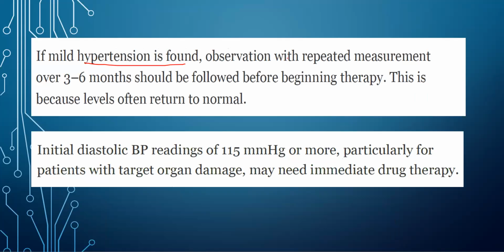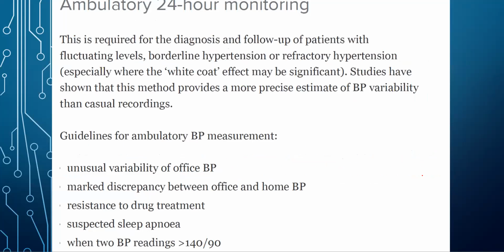So if mild hypertension is found, observation with repetitive measurement over 3 to 6 months should be followed before starting treatment. If initial diastolic blood pressure is more than or equal to 115 or the patient has target organ damage, like a problem with the eye or kidney, that patient can be started on drug treatment immediately. Okay, so these are a little important things that come in the exam. I know it's not quite interesting, but still you need to remember it.